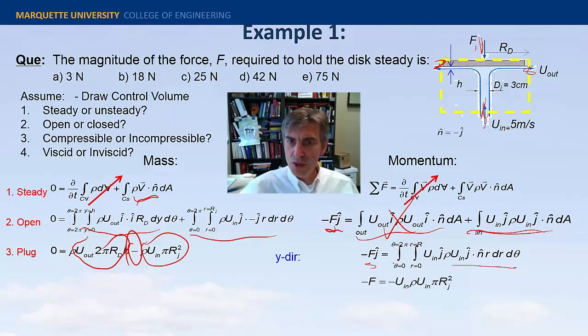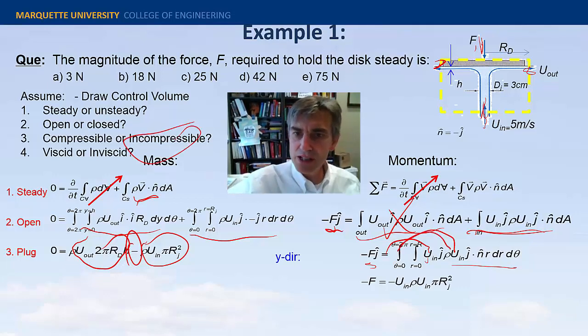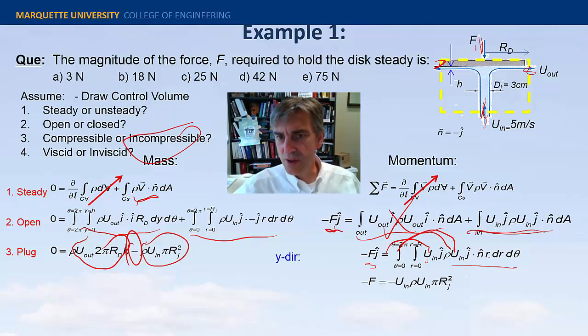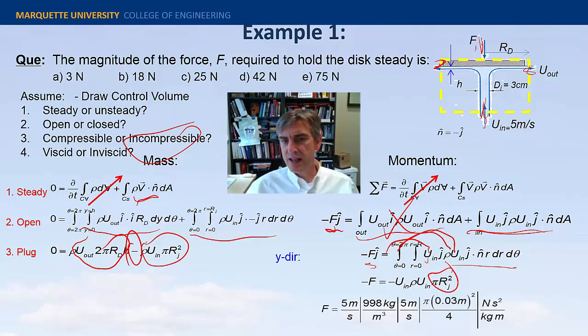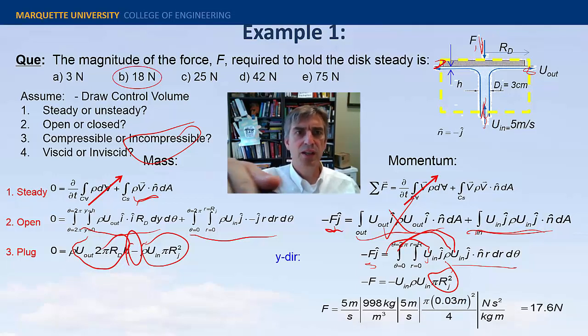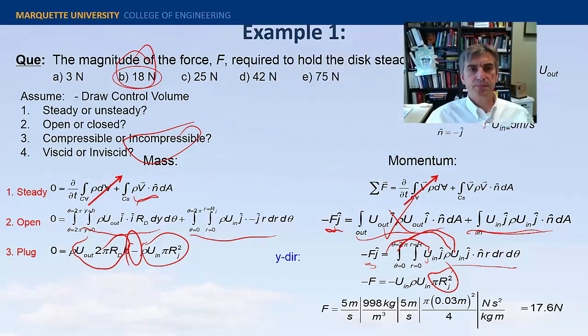plug flow, but when I do, I would pull out the velocities and the density because I'm assuming that it's incompressible, and I'm left with just the integral of r d theta for a circle, and so I get pi r squared, that's the area, and so there's our flux term, and then I can just solve for the force, and I get 17.6, which looks like about that guy right there.